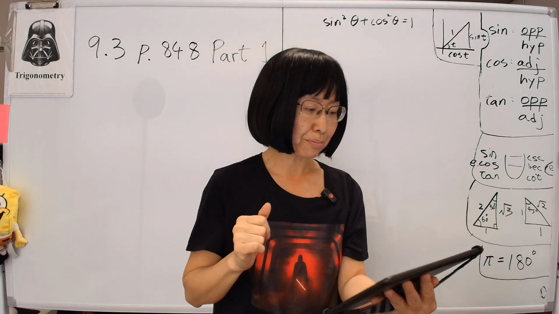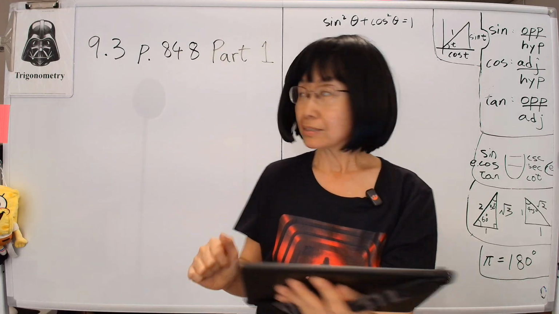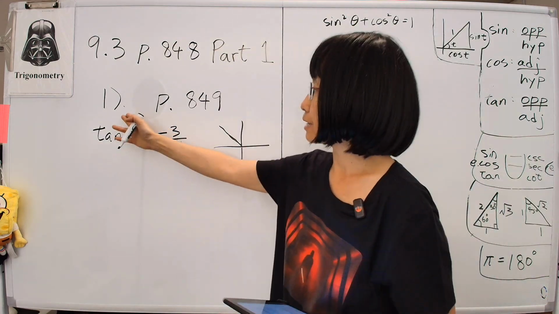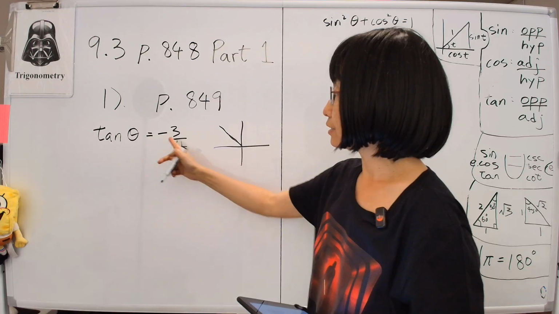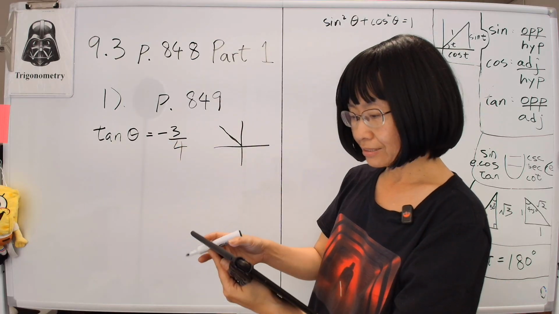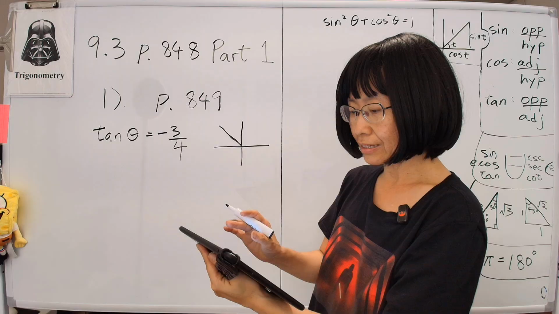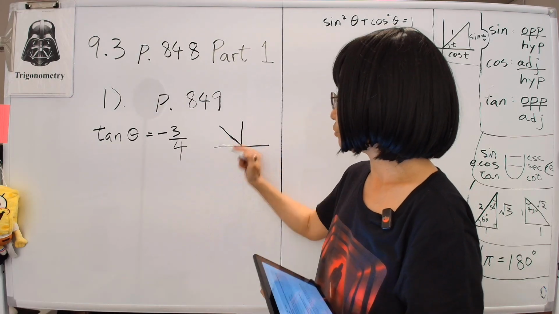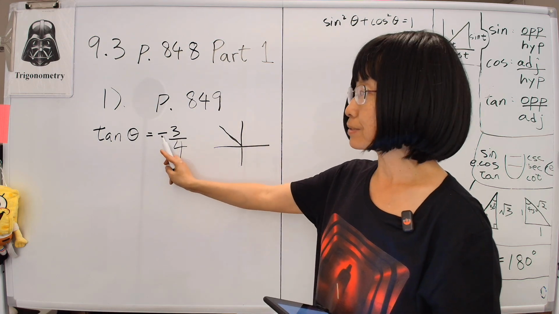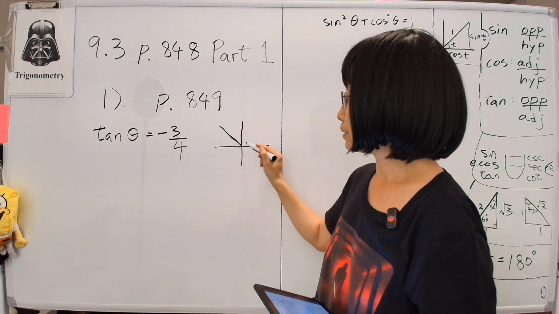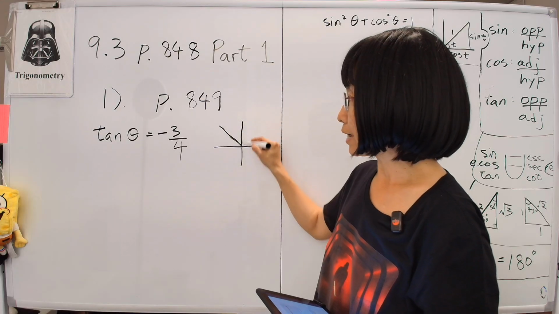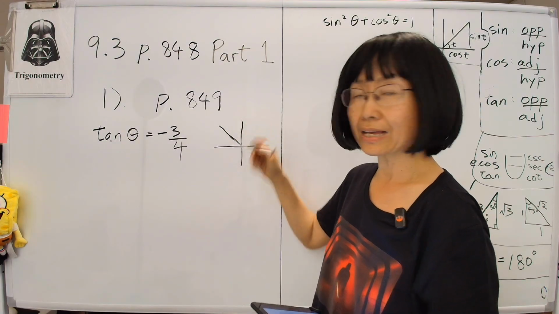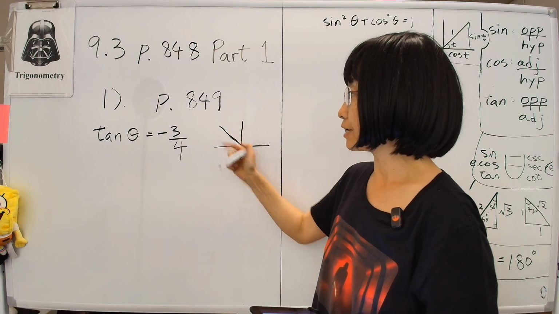Let's look at example 1. Let me write it down. I wrote example 1 on page 849, where tangent theta is minus 3 over 4, and it states that the angle theta is in quadrant 2. The quadrants are counted like this: 1, 2, 3, 4. Quadrant 2 is right here, and that makes sense because tangent theta is negative. In this quadrant y is positive and x is negative, so the tangent value, calculated as y divided by x, will be negative in the second quadrant.